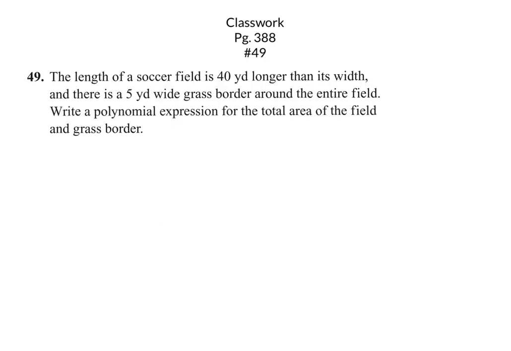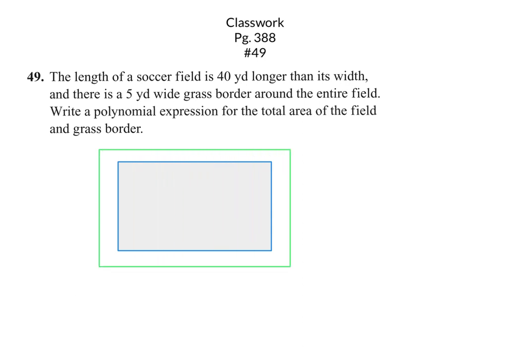The length of a soccer field is 40 yards longer than its width. There's a 5-yard wide grass border around the entire field. Write a polynomial expression for the total area of the field and the grass border. So we have this soccer field here, right? We have this grass border that goes around it. Let's move him up a little because that doesn't look like it's even.